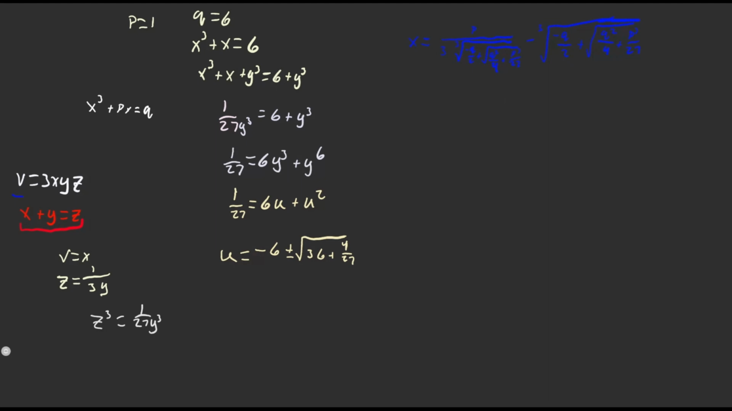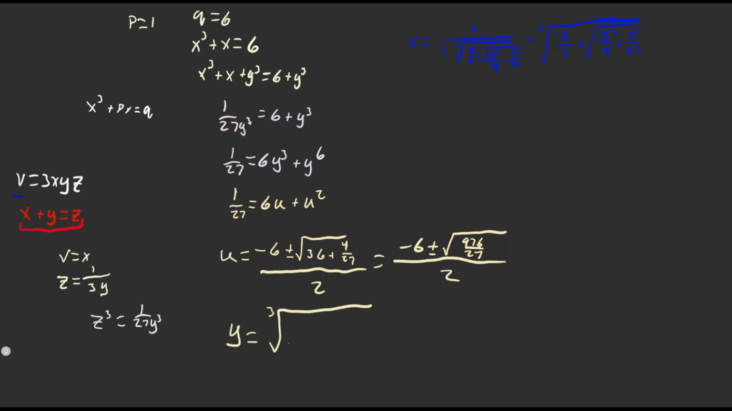And 27 times 36 is 972. Plus 4 is going to give us -6 plus or minus the square root of 976 over 27, divided by 2. And that basically will give us our solution for u, where we could find y now by just taking the cube root of the entire expression. So we could just go ahead and simplify and make it look like this.